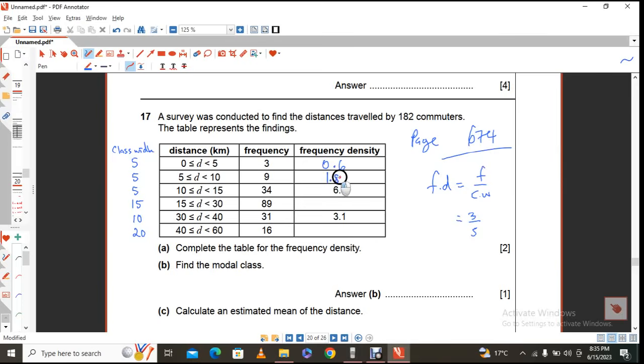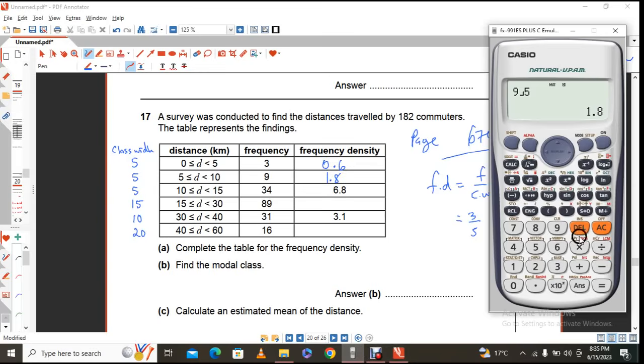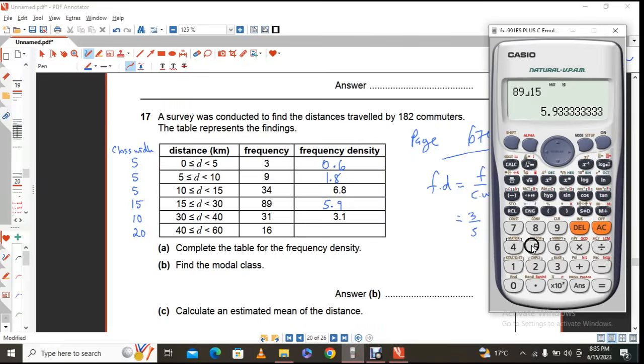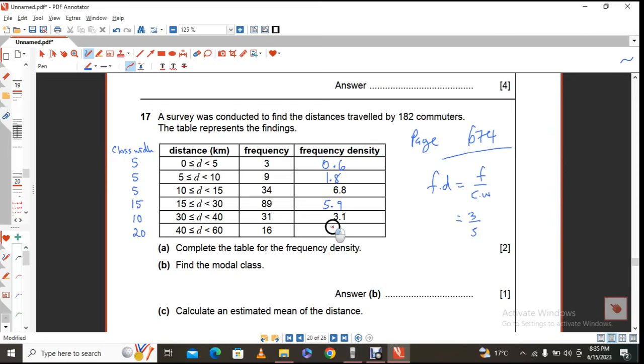So that's 1.8. The next one that we have, the frequency is 89. Divide 89 by the class width of 15, equal to 5.933 recurring. So we'll just write 5.9. Okay. And the last one there, we're going to take the frequency, which is 16, and we're going to divide 16 by 20, and that gives you 0.8. Are we clear? Right, I'm going to bring in another table later, but I just had to sort of bring that in.